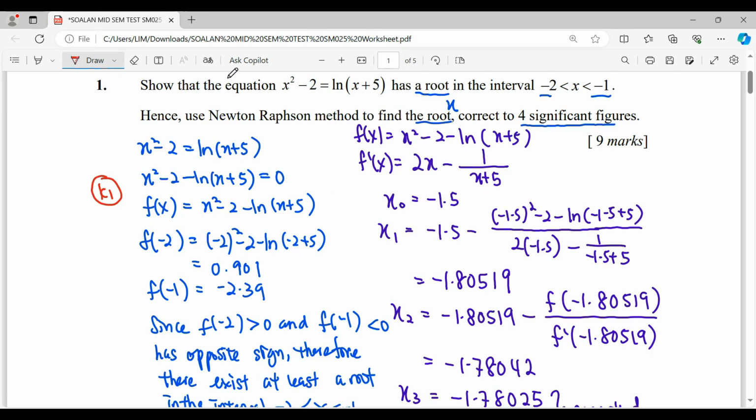Then, to show that it has a root in this interval, you can do it algebraically, or you can also do it graphically. Most of the time you will choose the algebraic method, where we substitute the lower limit of the interval and the upper limit of the interval. So we want to see you substitute -2 and -1.